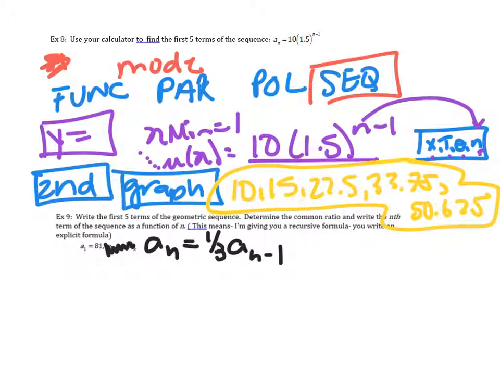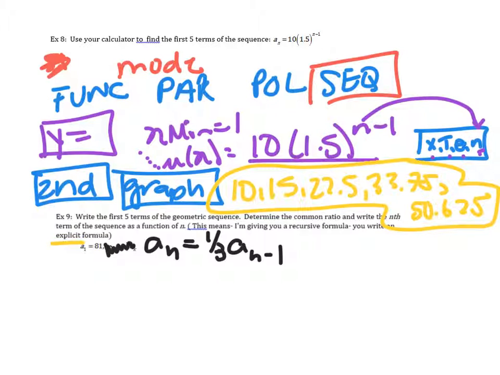Example 9, and I told you to change this on your note sheet because what I had on here was what our old book did, and I forgot to change it. It says, write the first 5 terms of the geometric sequence, determine the common ratio, and write the nth term of the sequence as a function of n. So on a test, I'm not going to keep telling you this, so you might as well get used to what it says. If I say write the nth term of a sequence as a function of n, I basically mean write it in the explicit formula.